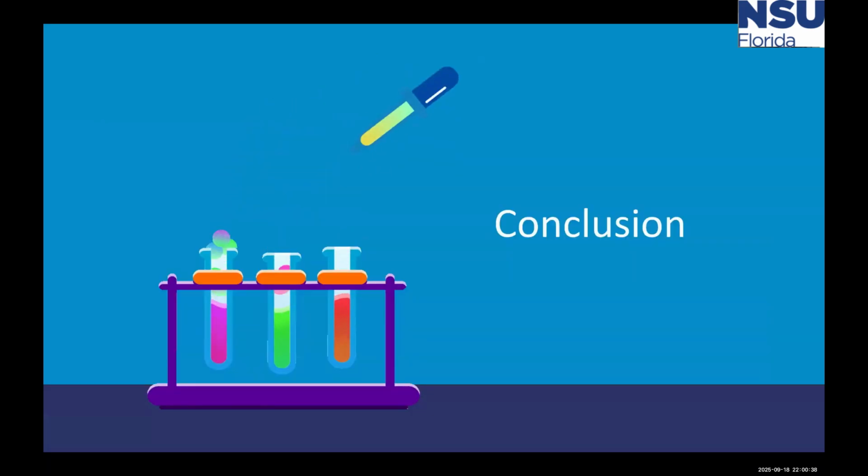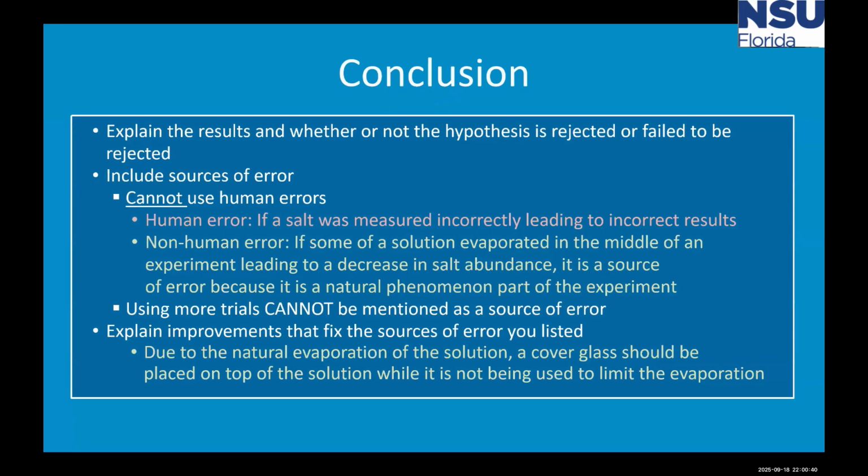Your conclusion section. Explain the results and whether or not the hypothesis is rejected or failed to be rejected. Include sources of error. So, similarly to the materials and methods where you're noting down changes during the experiment, you also need to be taking notes on potential sources of error during the experiment so you can remember when you're writing. And those cannot be human errors.